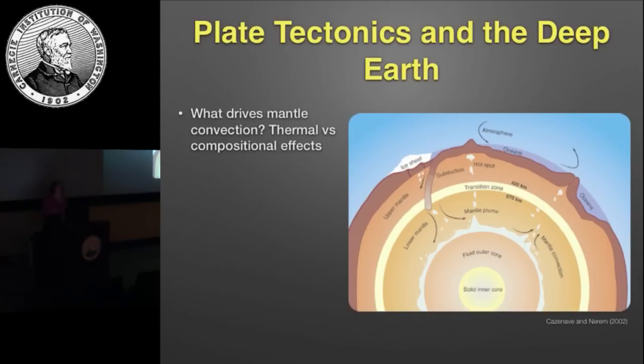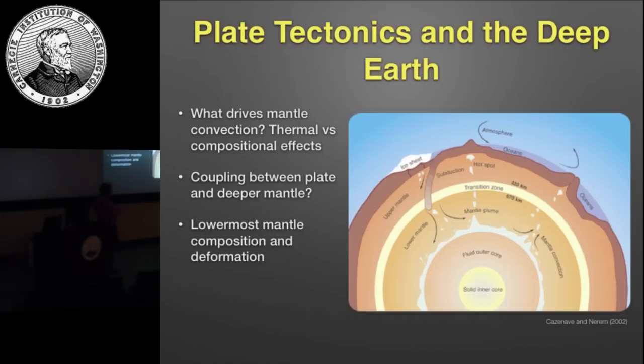For instance, we do not know what drives mantle convection. It's probably mostly thermal, driven by temperature, but there are probably also some chemical compositional effects that may drive the convection. Is there coupling between the plate and the deeper mantle? We know there are some hints that in some locations, near subduction zones, there might be decoupling.